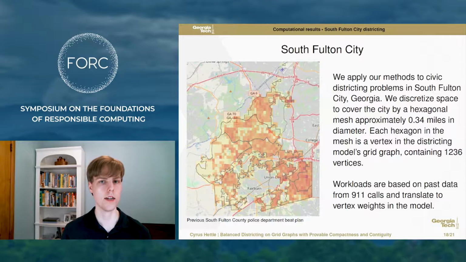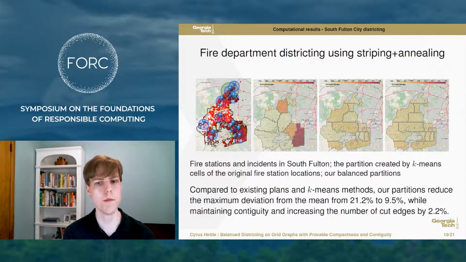First, let's look at districting for the fire department using striping and annealing. We want to divide South Fulton City into 10 parts. And we can do so with the striping partitioning method with some additional simulated annealing. Indeed, compared to existing plans and methods derived using k-means, our methods significantly reduce the maximum deviation from the mean. So this is increasing balance, and this is reducing the workload in the largest part.